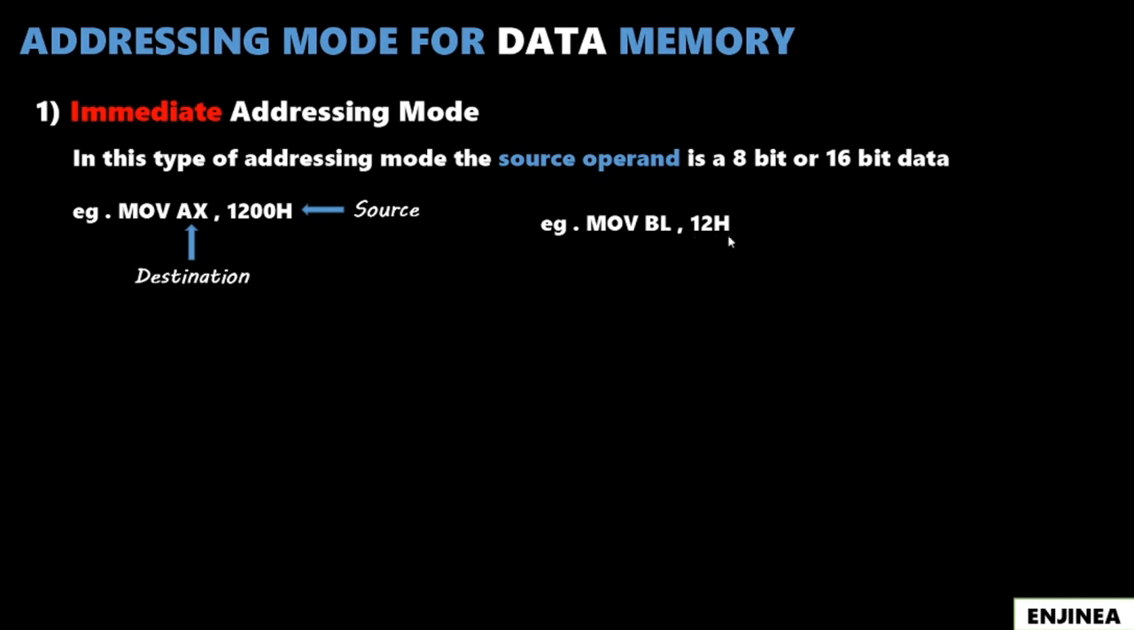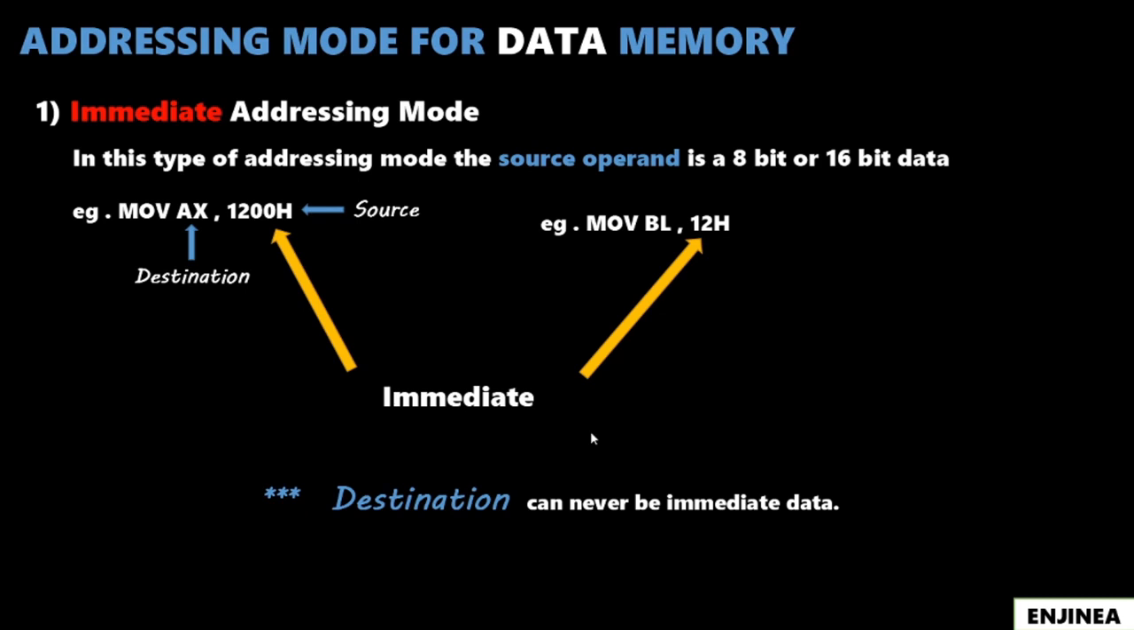So this source operand is 8-bit data in this case. These two hexadecimal values are called the immediate, and thus we get the name immediate addressing mode. Now the main point to note here is that the destination can never be immediate data. That is, the destination, which is AX in our first example and BL in our second example, can never be constant hexadecimal values, because the destination is a place where our values will get stored. So the destination should never be immediate data.